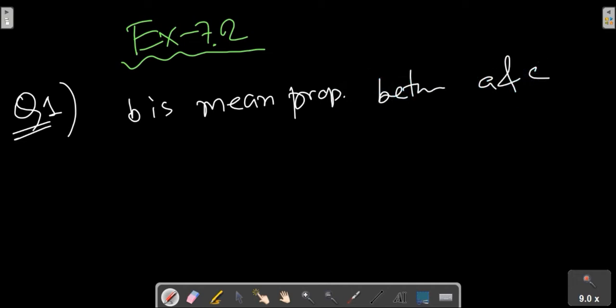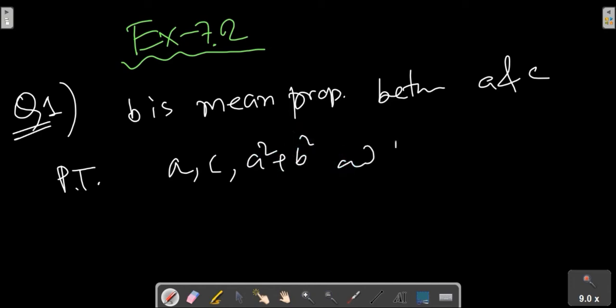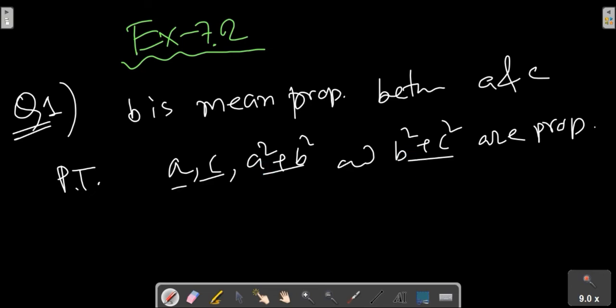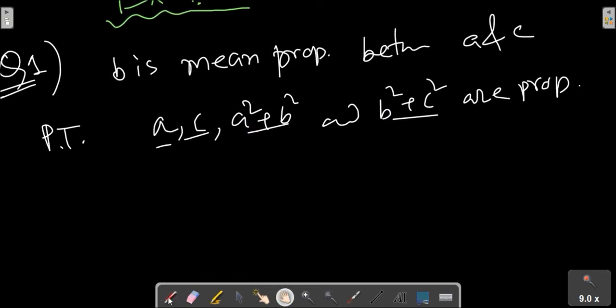Now we have to show something. Prove that A, C, A square plus B square and B square plus C square are in proportion. So we need to show that all these four terms are in proportion.